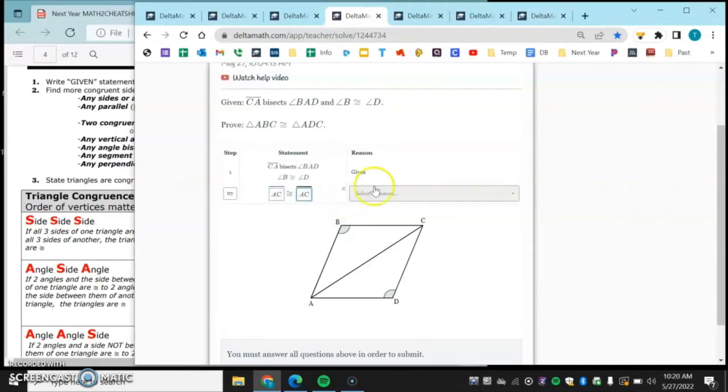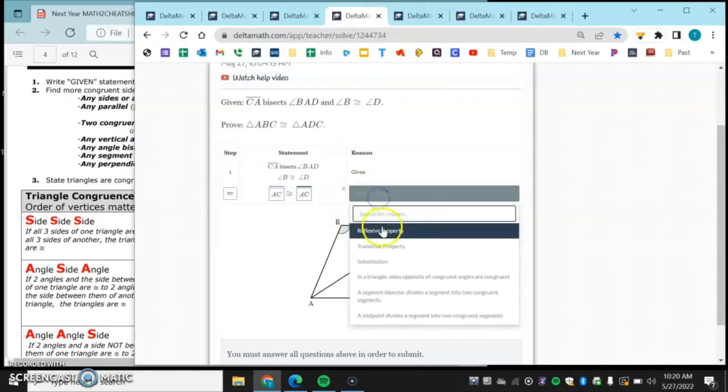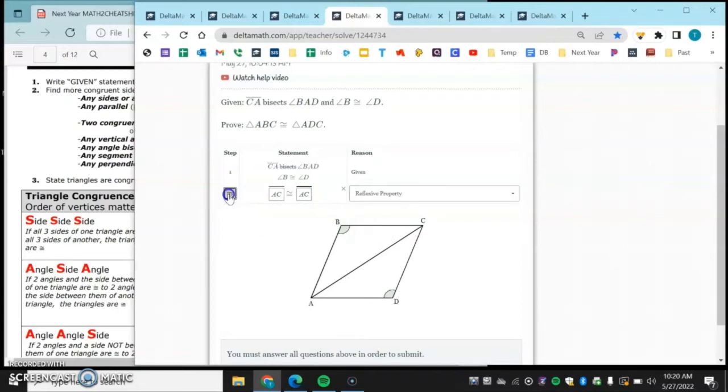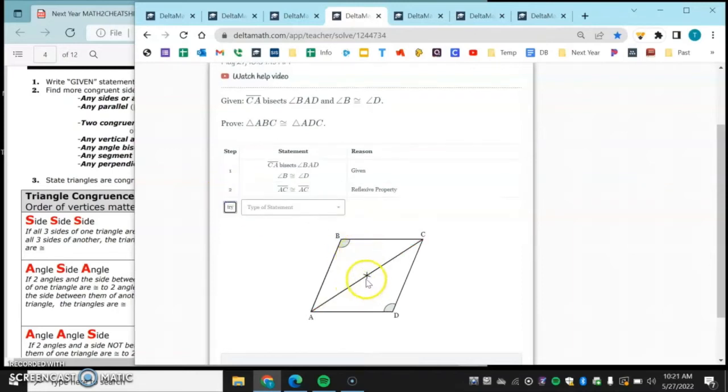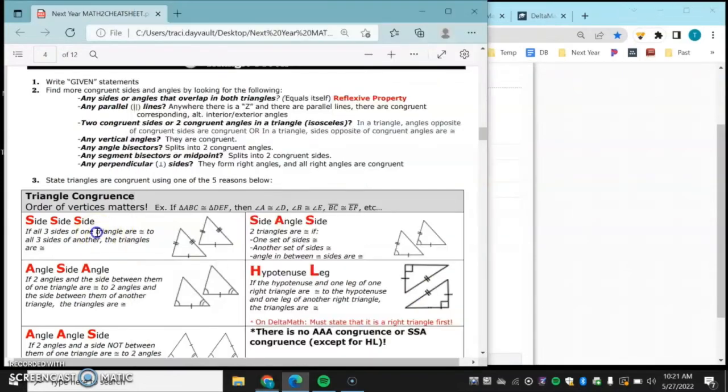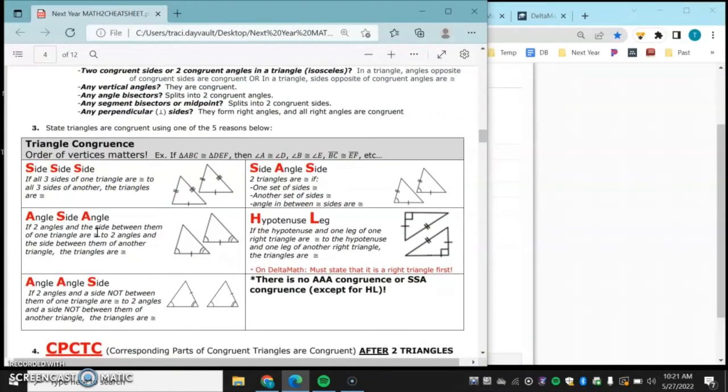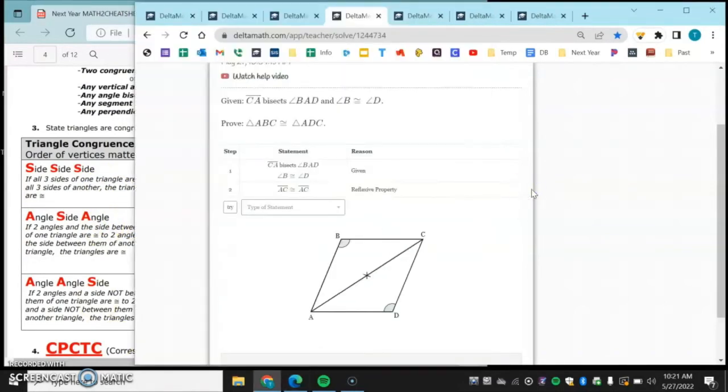Anytime something is congruent to itself, what do we put? That's the reflexive property. So both of these triangles share AC. We've got an angle and a side. We need to either find another side or another angle to see if we can use one of these.